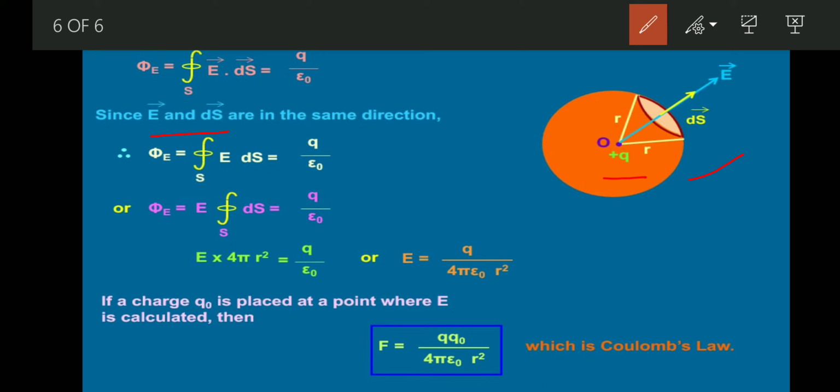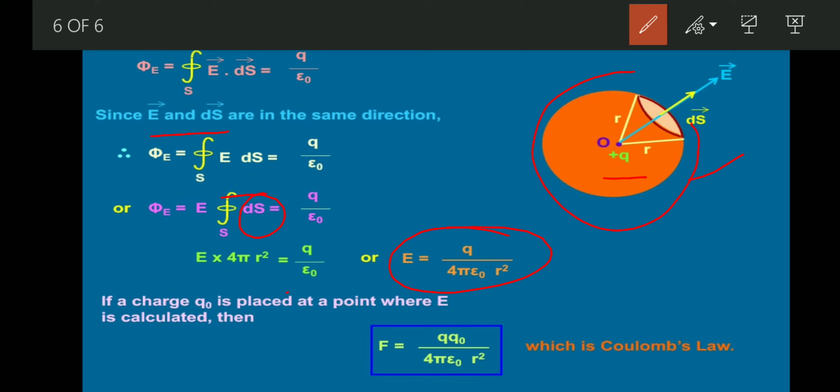Now again using Gauss's law, and now taking the electric field outside the integral because it is constant over here and integrating over ds. For a small surface we have ds, and for the full surface we will integrate it, and the surface area for this will be 4 pi r square. So E into 4 pi r square will be equal to q upon epsilon naught, and from here we will get the value of E, that is q upon 4 pi epsilon naught r square.